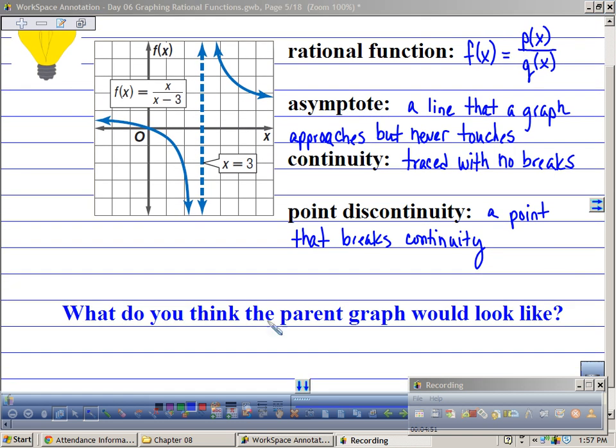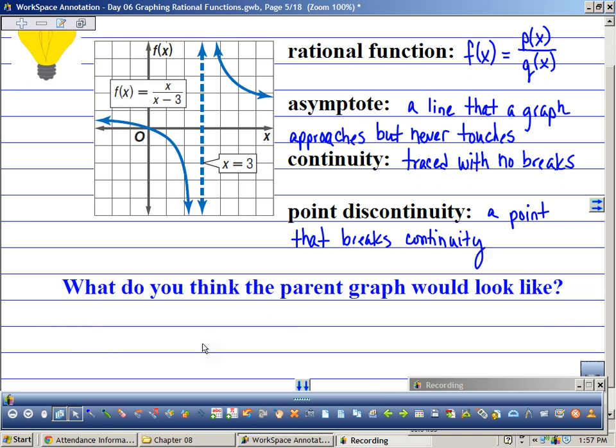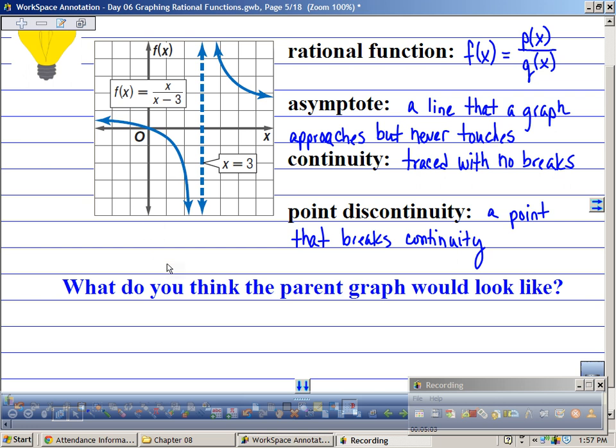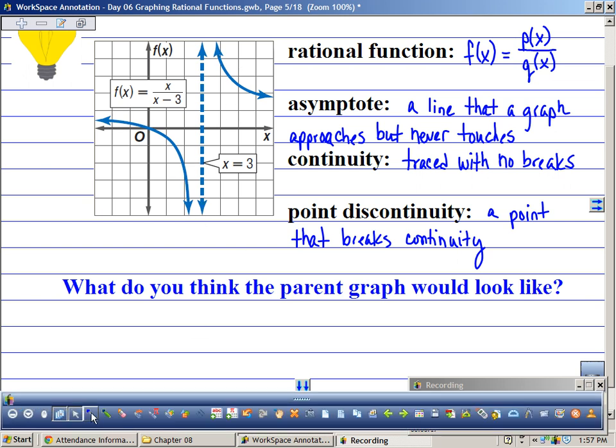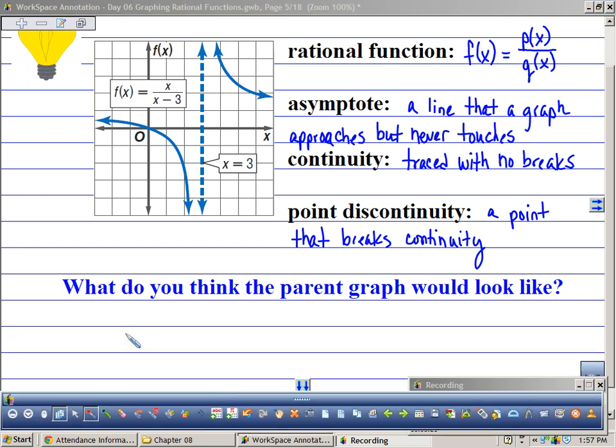I am going to demonstrate that. Let's not be negative. What do you think the parent graph would look like? Everybody eyes up here. If I tell you that this function of x over x minus 3 looks like this, where you've got these blue graphs here, and if I were to tell you, this time I'm really going to make it red, that f of x equals 1 over x is my parent graph, what would that look like?